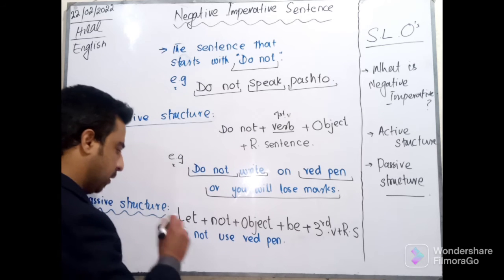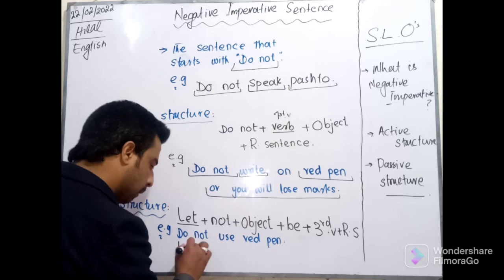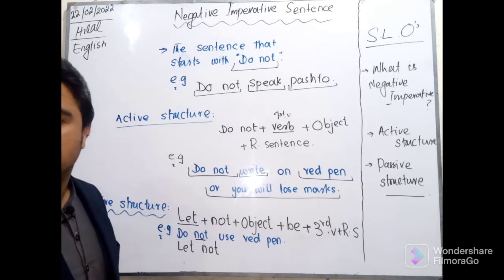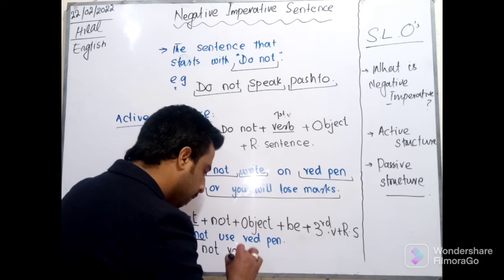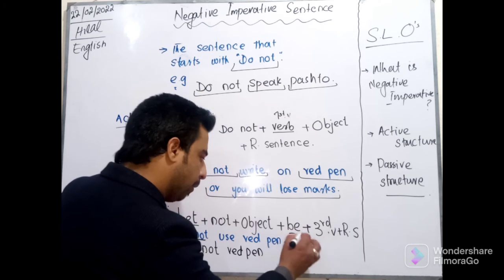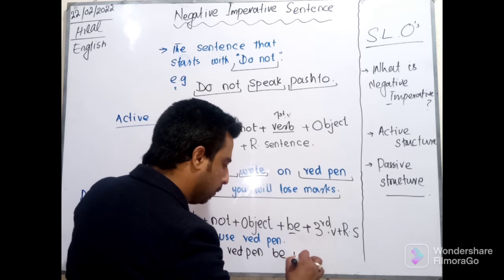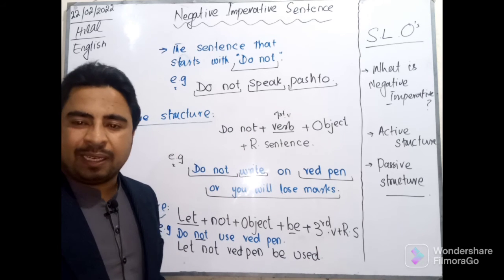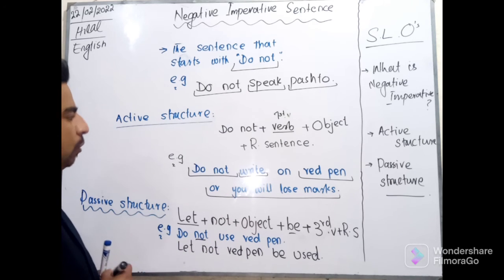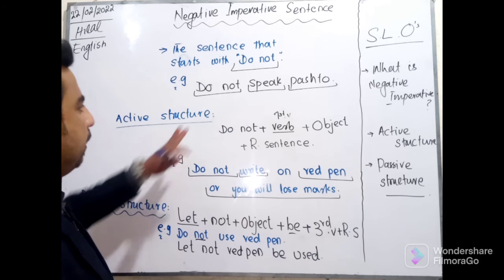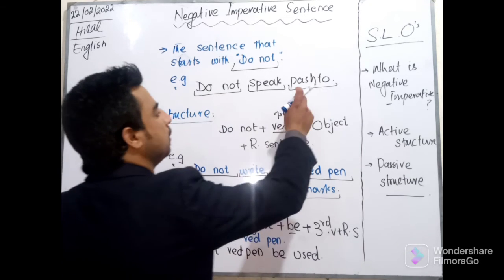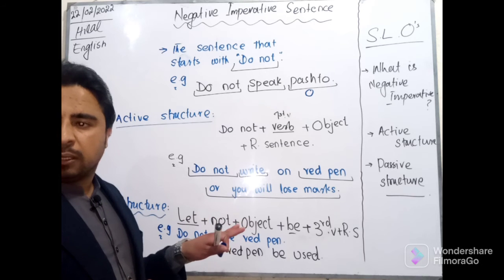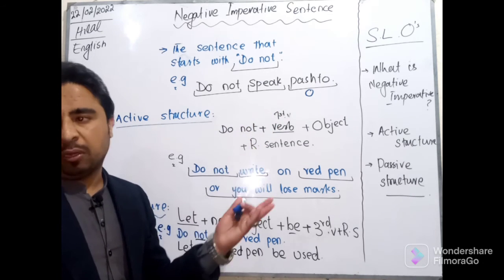अब देखिएगा, according to the structure, first of all I will have to bring let, and then let not, and now what is the object over here? A red pen. Let not a red pen be, and then I will have to bring be, and then third form of the verb. Let not a red pen be used. समझाते या नहीं? ठीक है. So it's according to structure. अगर आप स्ट्रक्चर के मुताबिक जाते हो तो इसमें कोई ऐसी मुश्किल बात नहीं. Like look at here, do not speak Pashto. So Pashto is what? Pashto is an object over here. So according to structure, first of all you will have to bring let not Pashto be spoken. Okay.